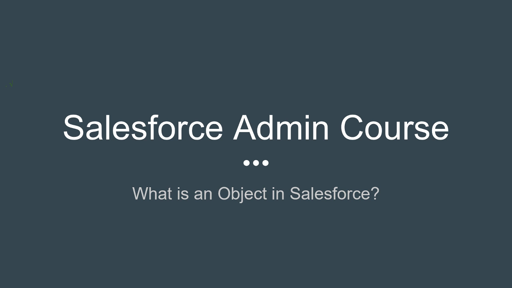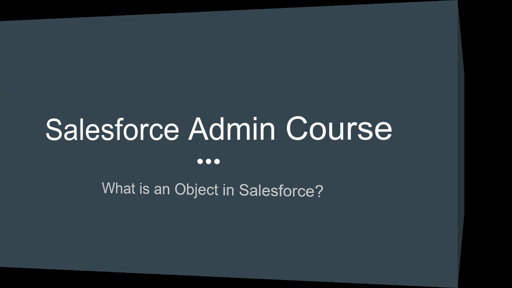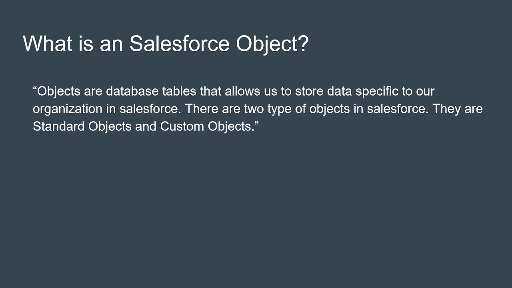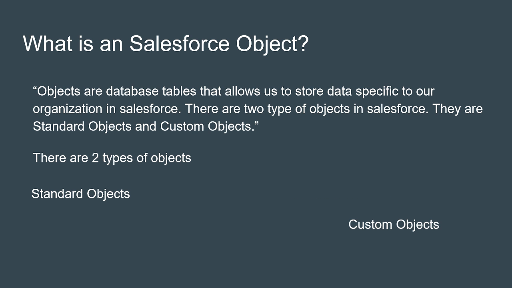What is an object in Salesforce? In this exercise we will work in Lightning Experience in our own developer org. Objects are database tables that allow us to store data specific to our organization in Salesforce. There are two types of objects in Salesforce. They are standard objects and custom objects.